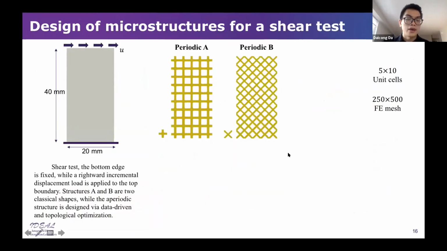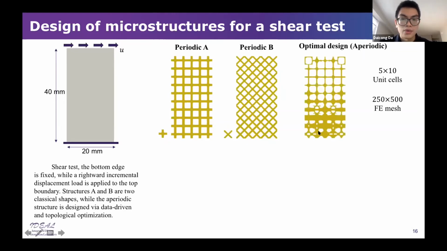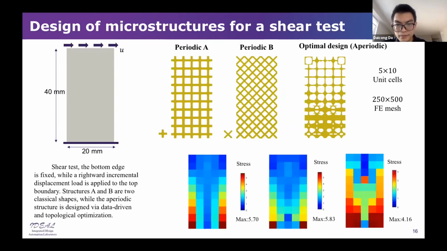Here we have another case, which is the pure shear loading, and we first also consider the 2 classical periodic structures, which are plus shape and cross shape. And this is the design we get for the shear test. And also the homogeneity of the stress on the global scale: you can see that the maximum stress is lower than the other 2 structures, and the stress is very well distributed.